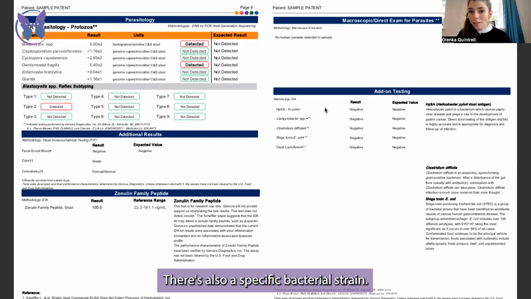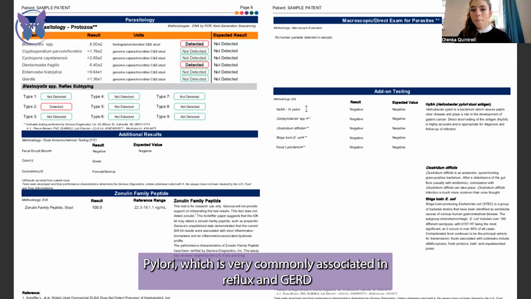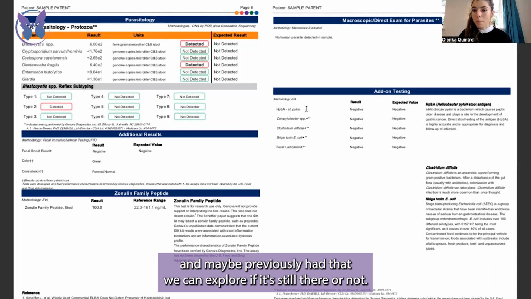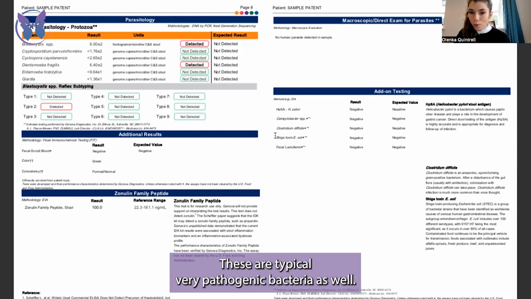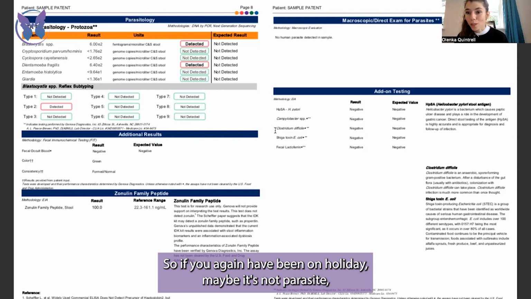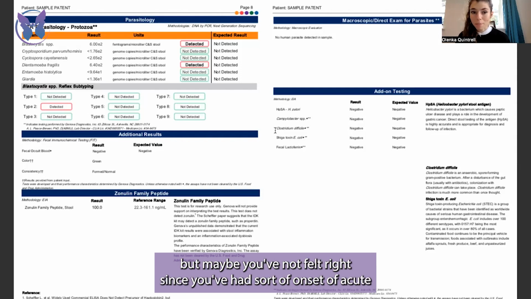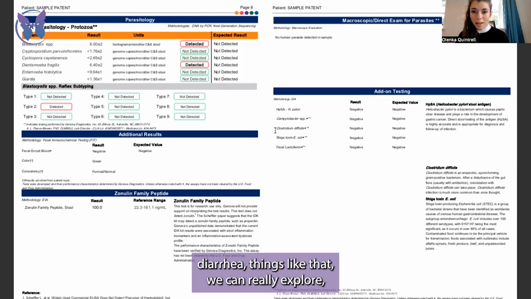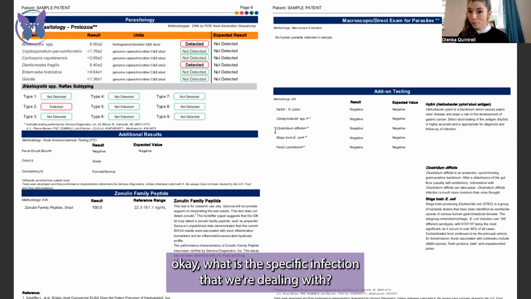There are also specific bacterial strains, like H. pylori, which is very commonly associated with reflux and GERD. Maybe you've previously had that. We can explore if it's still there or not. These are typical, very pathogenic bacteria as well. So we have things like Campylobacter and Clostridium. So if you, again, have been on holiday, maybe it's not a parasite, but maybe you've not felt right since, and you've had onset of acute diarrhea, things like that, we can really explore, okay, what is the specific infection that we're dealing with?